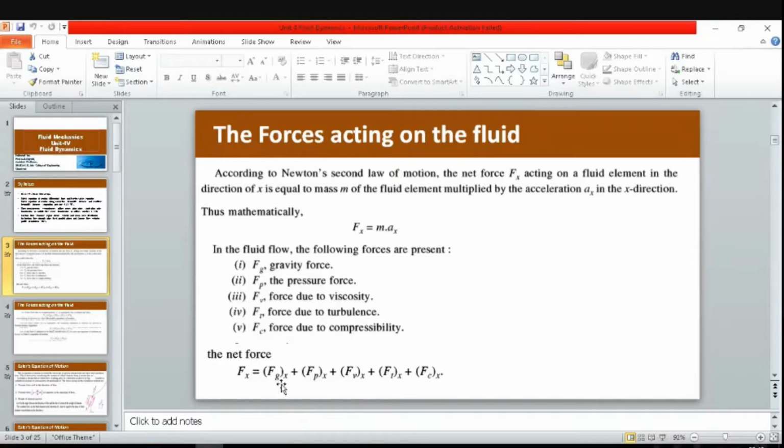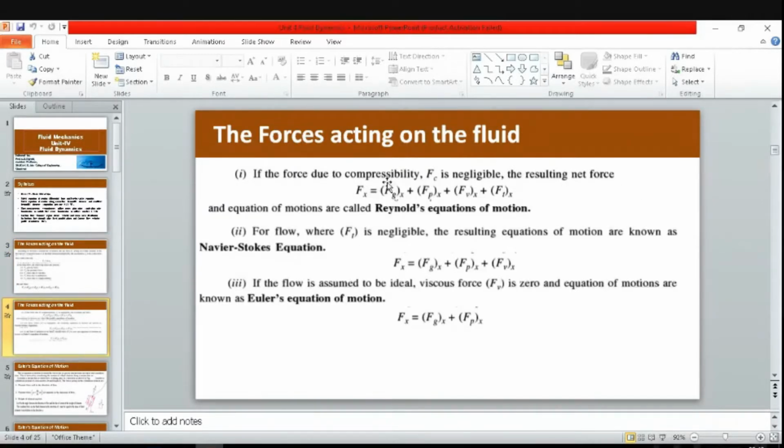Okay, so sum of all these forces equals mass into acceleration. After that, we had seen for incompressible fluid, Fc is negligible. Therefore, the remaining four forces give mass into acceleration. So this equation is nothing but Bernoulli equation. Again, if the flow is laminar flow, okay, so in that case, turbulent force Ft is negligible. Therefore, Fx equals Fgx plus Fpx plus Fvx equals mass into acceleration. Okay, so this equation gives Navier-Stokes equation.